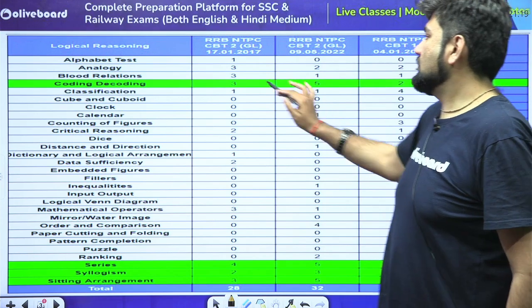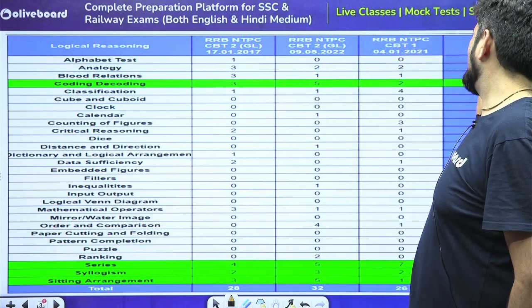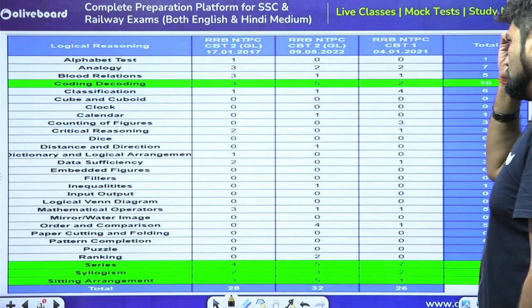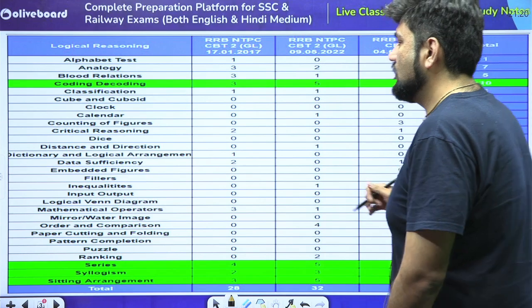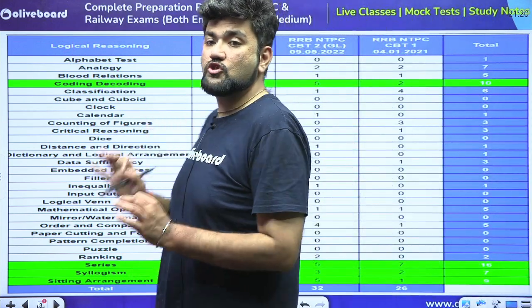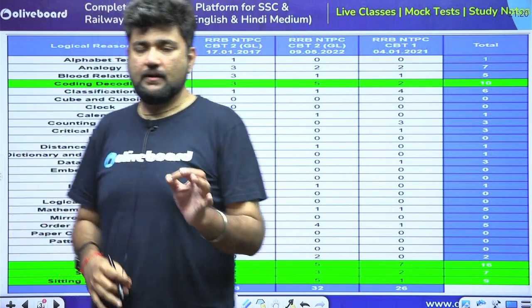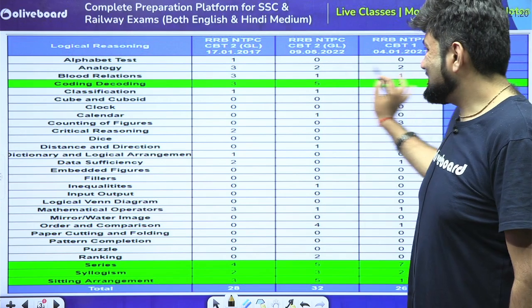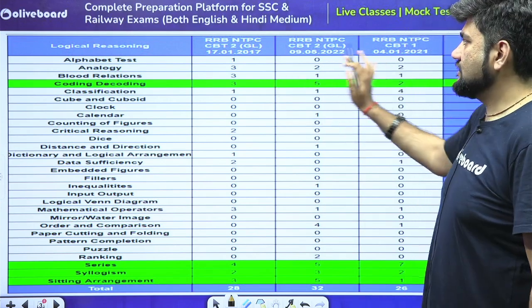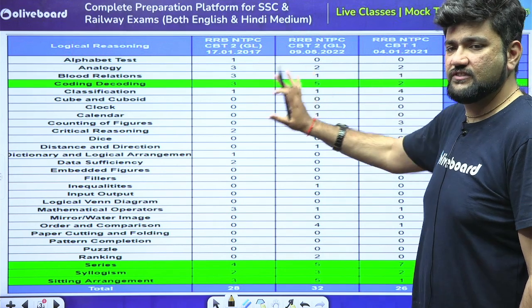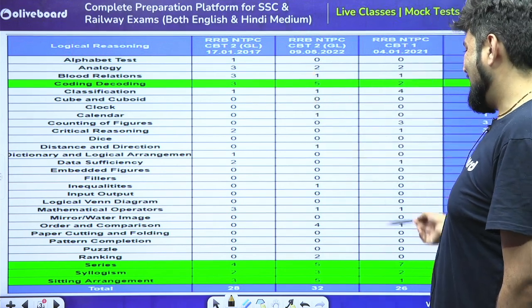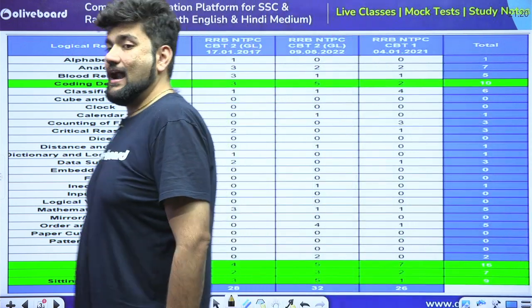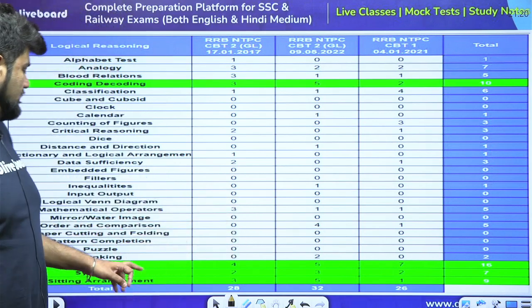If I have, let's say, blood relations, 3 plus 1 plus 1, so I have 5 here. Now, based on this analysis, if you go for the top 4 most important topics, what are they? If you see, in the last 3 examinations, both CBT1 and CBT2 combined, just 1 shift each, RRB has asked majority questions from the series section. And majority means it's a vast majority.